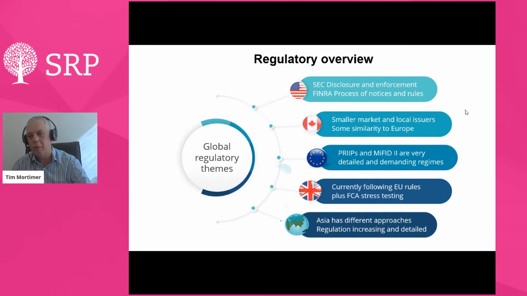And then Asia, which is outside the scope of today's presentation, has different approaches, obviously with many different countries and markets there. But regulation there, as globally, is increasing and becoming more detailed. It's also true to say that in the last 10 years, regulators have worked together and observed each other. And you do see some convergence in the way regulators in different markets work. It's certainly true that they're all looking to increase the way that they apply their rules and the details of those.